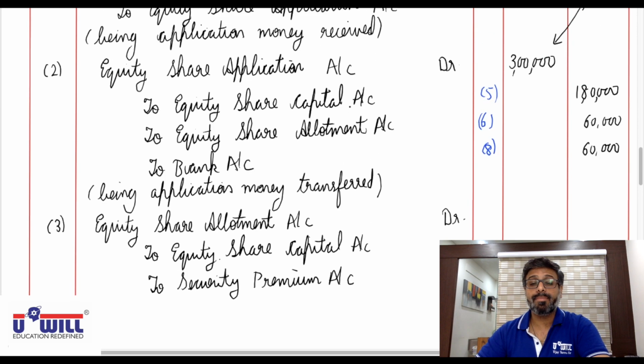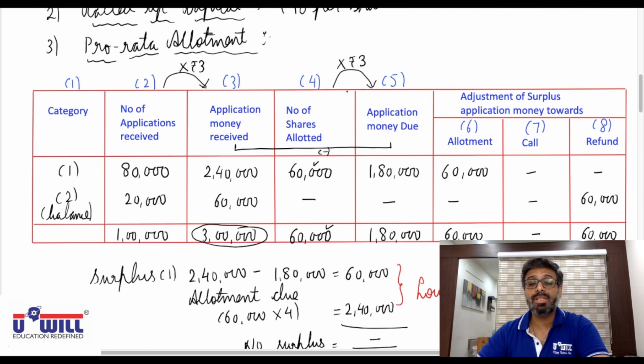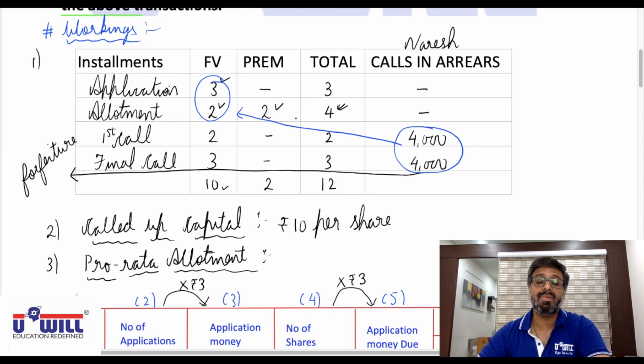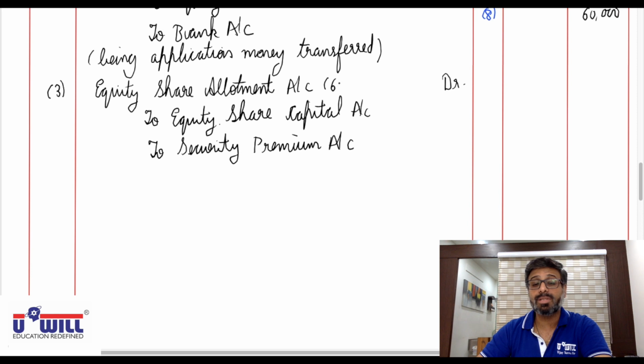Now, allotment, total how many shares are allotted? 60,000. How much is allotment money? 4 rupees. 2 rupees face value will go to share capital, 2 rupees premium will go to security premium. So, allotment 60,000 into 4, 2,40,000.